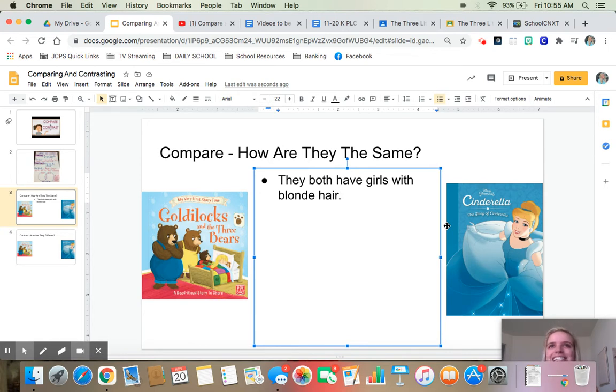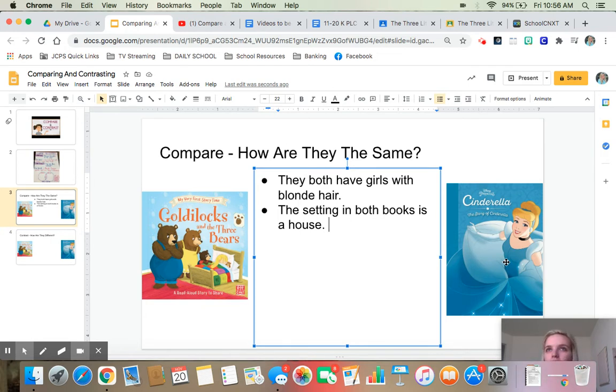Let's think about the setting. So the setting of Cinderella was her house, and then at the ball in the castle. Well, the setting of Goldilocks was at the bear's house and then the forest. So they do have one thing the same. The setting in both books is a house. Because in Goldilocks, they're at the bear's house. And for Cinderella, she's at the evil stepsister's house.